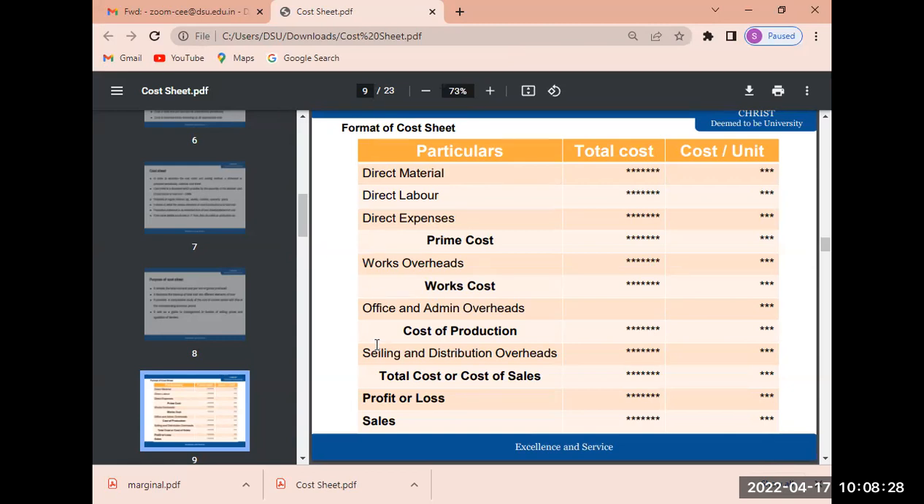So we are adding these three in total. Suppose you are producing 10,000 units. For producing 10,000 units, how much direct material have I consumed? That is what? Direct material. How do you calculate direct material consumed?